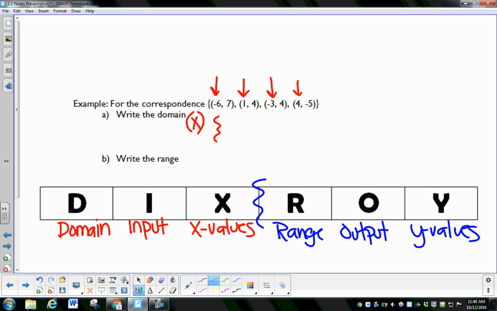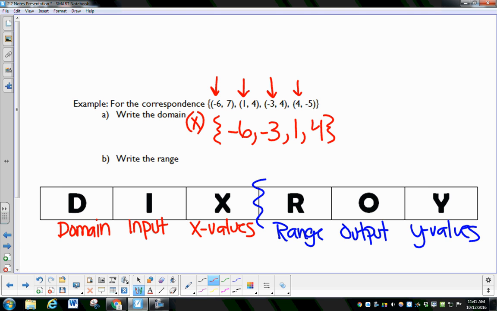We want to make sure and write them from least to greatest. So -6, -3, 1, and 4. Those are anything that x can equal in that correspondence.